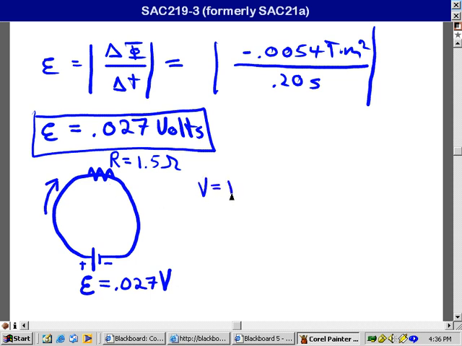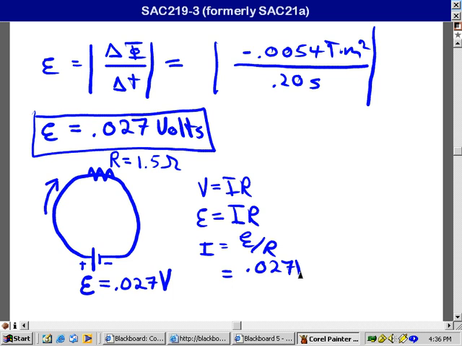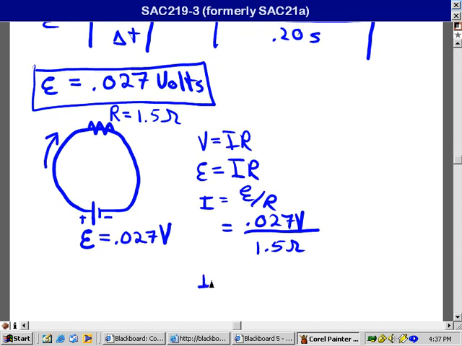Ohm's law. V is equal to IR, with R being a constant. In this case, the voltage across the resistor is that script E. Solving for I, I find it to be E over R. If I substitute the given values, 0.027 volts and 1.5 ohms, I find that I is 0.018 amperes.